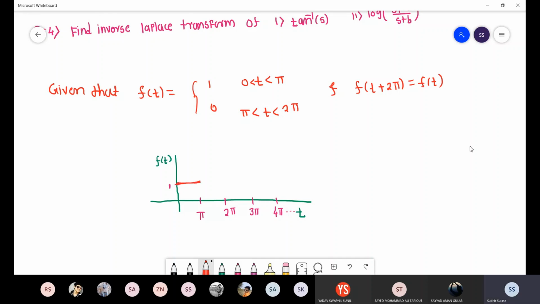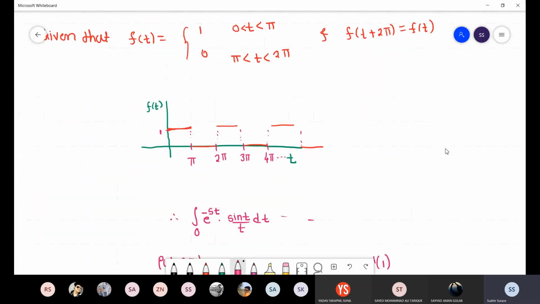And then pi to 2 pi we have 0. Again 2 pi to 3 pi it will be 1, then 0, again 1, then 0, like that. So this is the pattern of this periodic function. Okay, so this is a periodic function, and we want to find the Laplace transform of this periodic function.